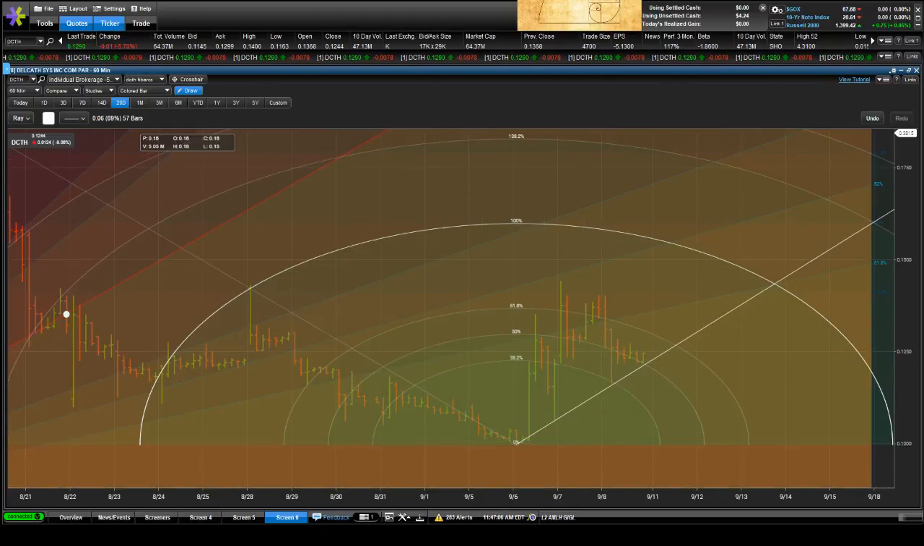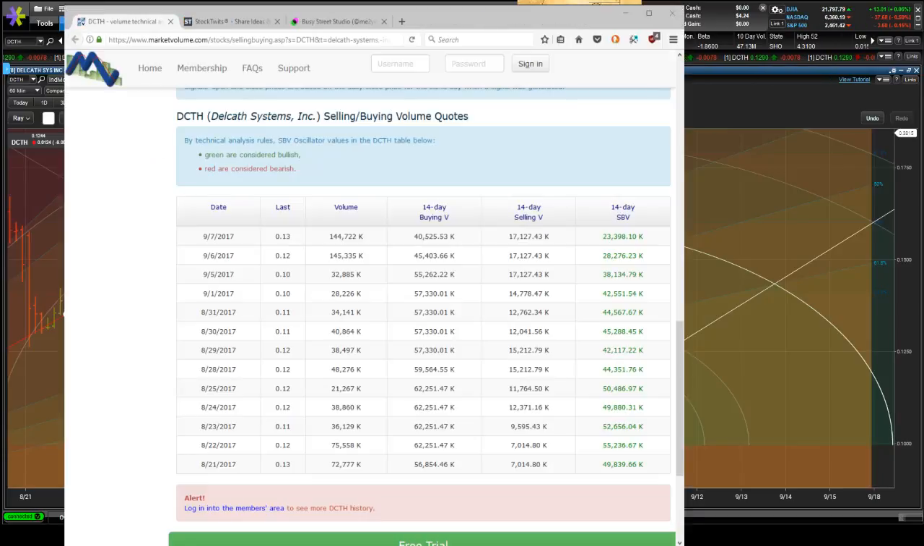And just one little thing I wanted to pull up here. I wanted to show you guys this website here. Now this is showing the volume the last few days, and they're doing an analysis for us called the SBV oscillator. And I don't know about this oscillator enough, to be honest with you, to go in depth about it right now. I don't really want to research it and waste you guys' time. But basically, green is bullish, red is bearish, right? And check this out, guys.